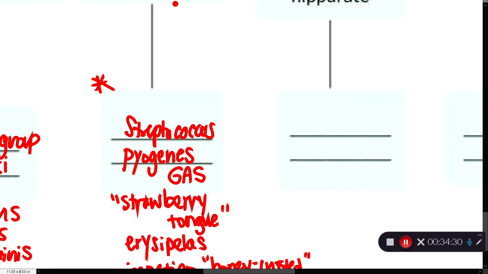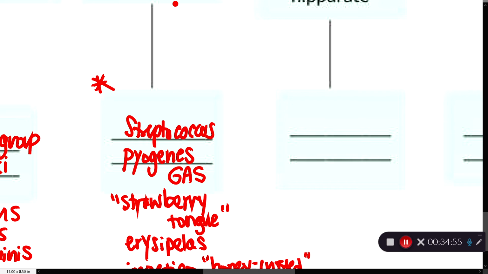So it also can cause toxic shock along with Staph aureus. It's also got a million different virulence factors. It's PYR positive. PYR stands for pyrrolidonyl arylamidase. And it's just the presence of that enzyme.